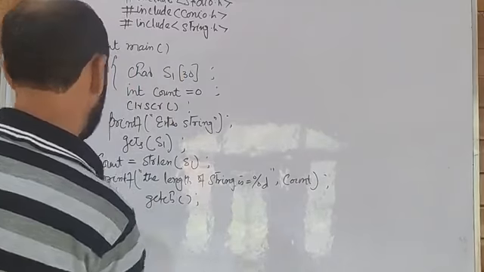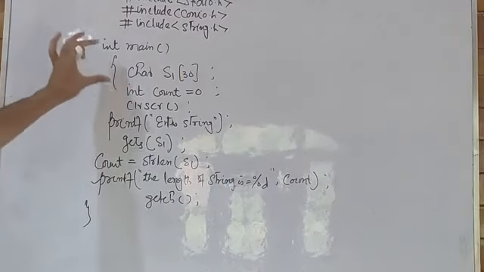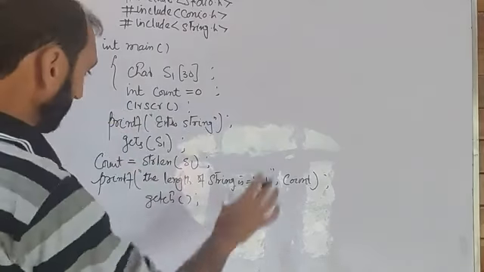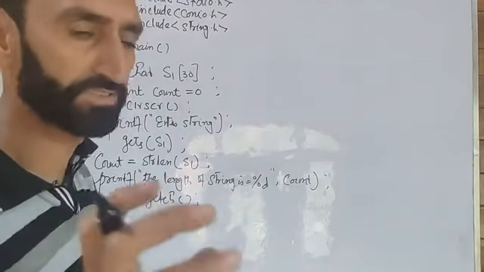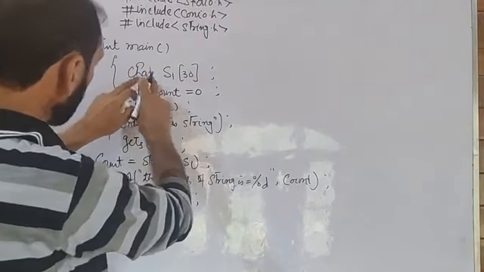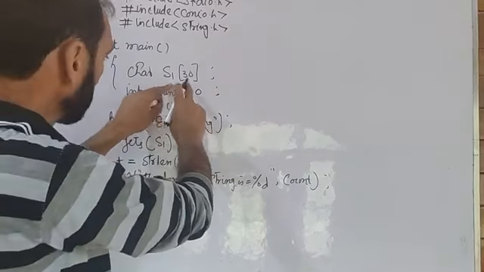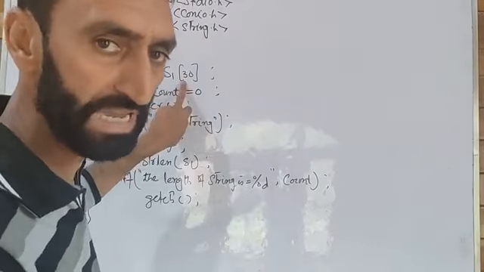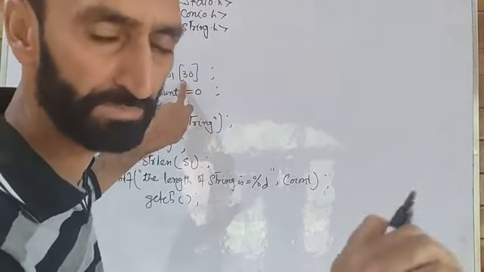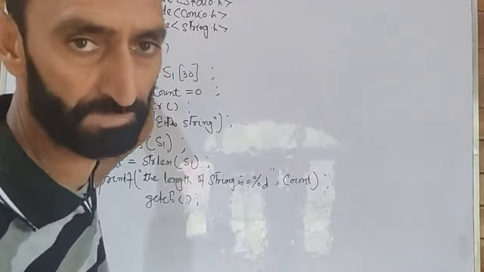Get, save and close. This is a small program which will calculate the length of the string. We declare a character array s1 of length 30. That means the memory manager will allocate 30 bytes of memory for this array.